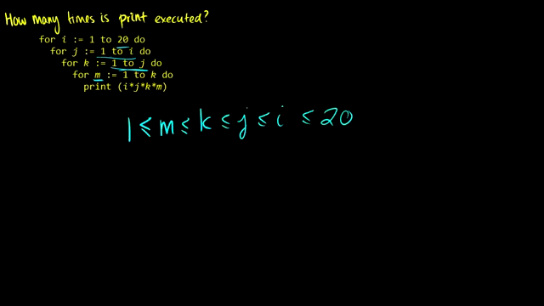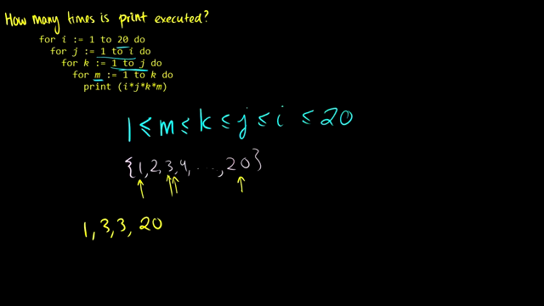And what else is going on? What are our choices for M, K, J, and I? Well, we have the numbers 1 through 20 to pick from, right? So we have 1, 2, 3, 4, all the way to 20, and we're picking 4 of them. So for instance, we could pick 3, we could pick 3 again, we could pick 1, and we could pick 20. So we pick 4 numbers. We say, let's pick 1, 3, 3, and 20.